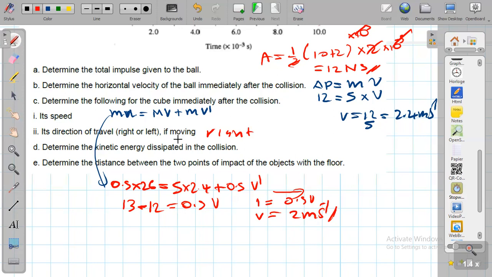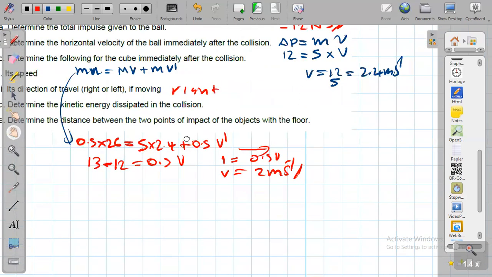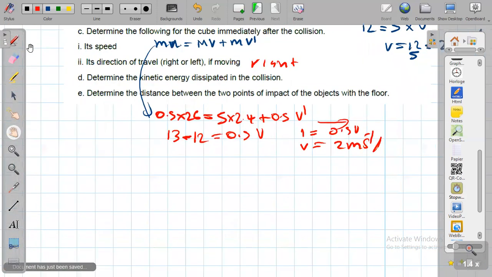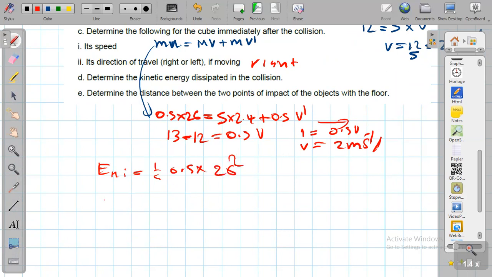Determine the kinetic energy dissipated in the collision. To do this one, we have to find out the before. E_K initial is half into 0.5 times 2.6 squared. The final is half into 0.5 times 2 squared plus half into 5 into 2.4 squared.